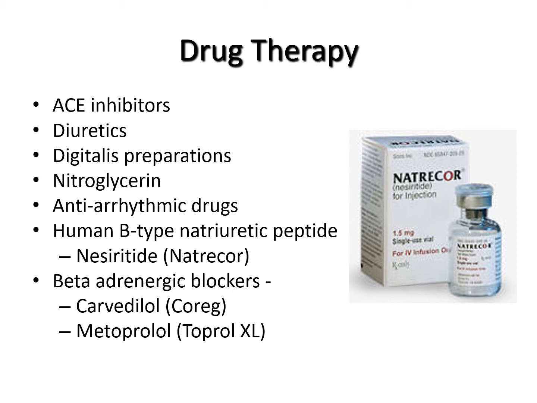Now, the one that we have not spent much time on is Natrecor. This is a human B-type natriuretic peptide, or nesiritide. Natrecor is the brand name. Another brand name of a very same medicine is Primacor. So you can see here, we use both of these in the hospital. Natrecor or Primacor is a BNP.